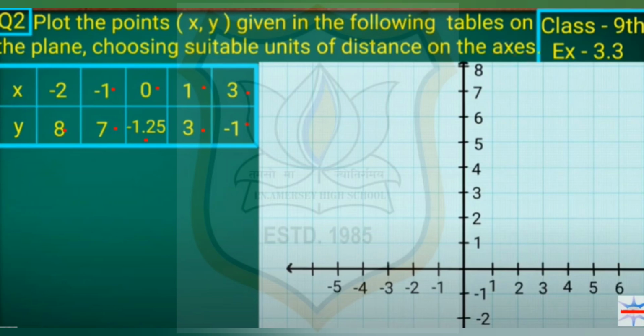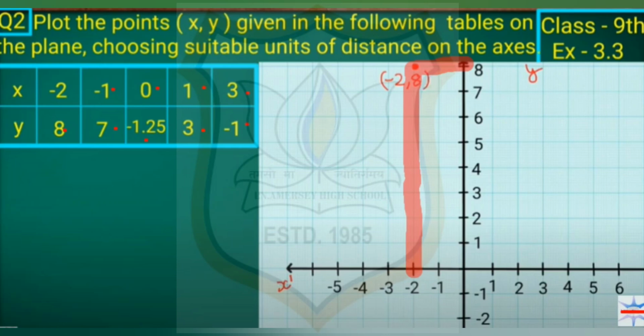First we plot minus 2 comma 8, meaning on the x-axis we have minus 2, and on the y-axis we go to 8. Here we get the first point, minus 2 comma 8.